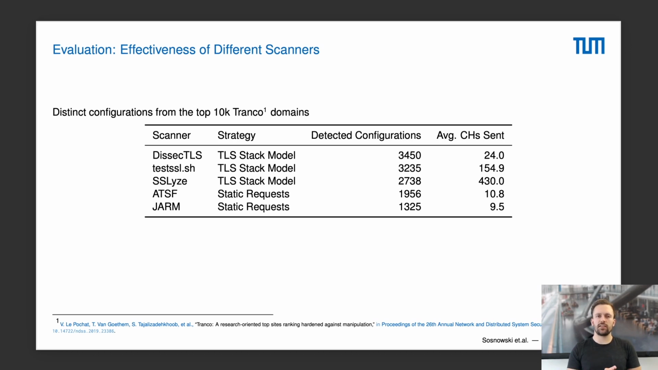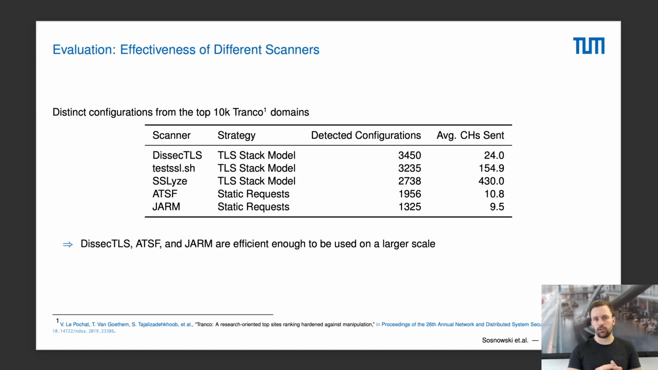We also measured how many client hellos each scanner needed to send to each server to collect this information. You can see that the 2 fingerprinting approaches are really the most efficient ones. However, DissecTLS also performs quite well, using just 24 client hellos on average per server. Basically, from this study, we concluded that we can use DissecTLS, active TLS stack fingerprinting and JARM on a larger scale because they are efficient enough.